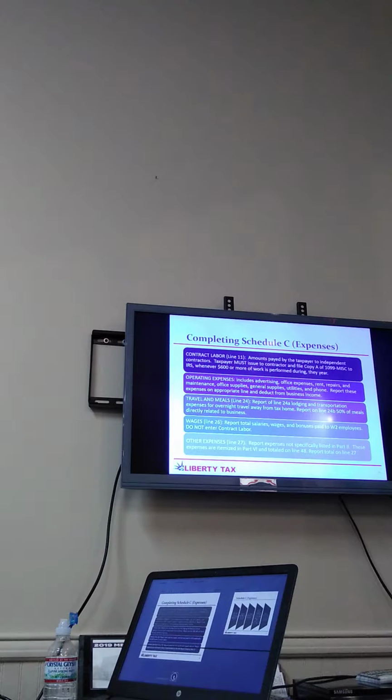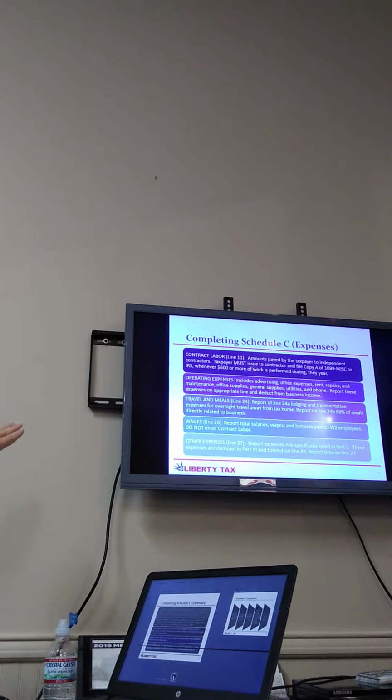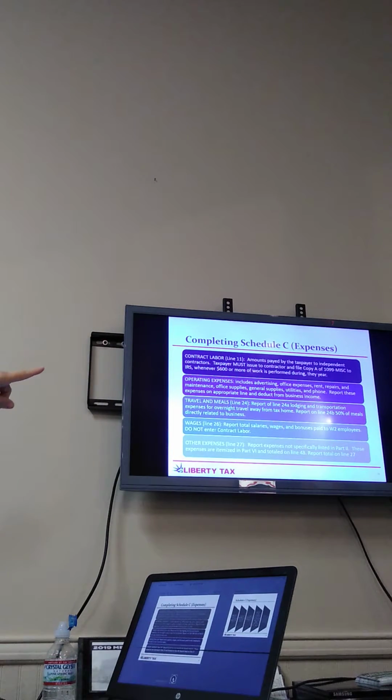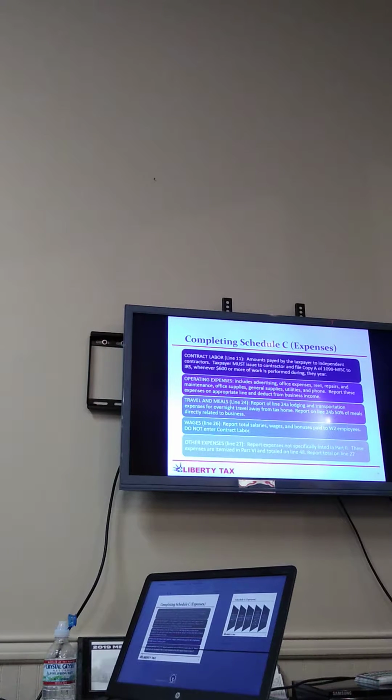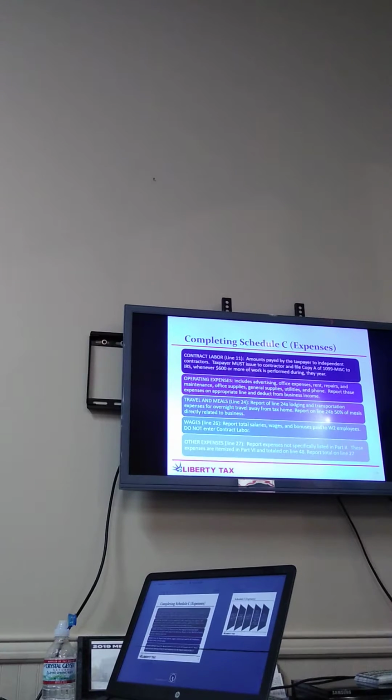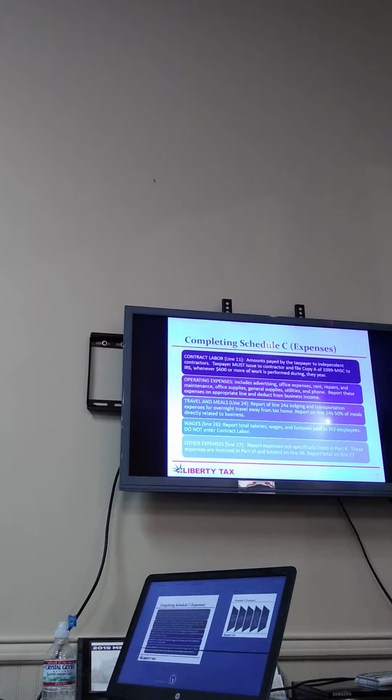On the wage line, there is an actual wage line. You're going to want to do W-2 employees there, but you're going to do your contract labor on the other line, line 11. So it is going to be a little different. The other expenses I was telling you about go on other expenses, and you can itemize those out if you didn't already put them up in the body of the Schedule C.